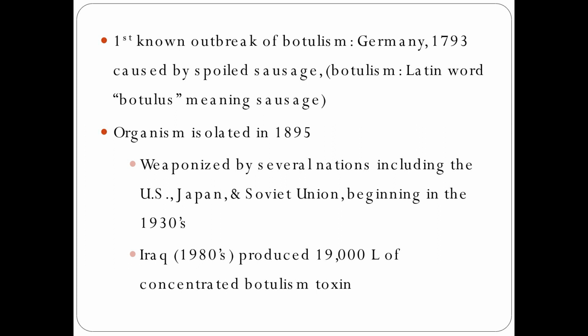It was weaponized by several nations including the US, Japan and the Soviet Union, beginning in the 1930s. In the 1980s, Iraq produced 19,000 liters of concentrated botulism toxins.